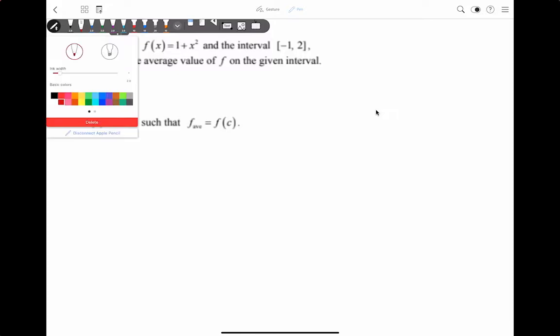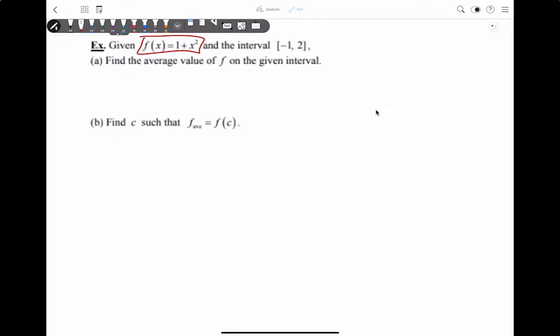Okay, so we are given a function of 1 plus x squared. It is from a to b. We want to find the average value of f. So we want to find the average value of this function that was given to us. So we're going to write that function inside the integrand. We're going to take the integral from -1 to 2. And because it's the average value, we have to remember to do 1 over b minus a. So 2 minus -1, which is the same as just adding 1. So we'll just put plus 1.